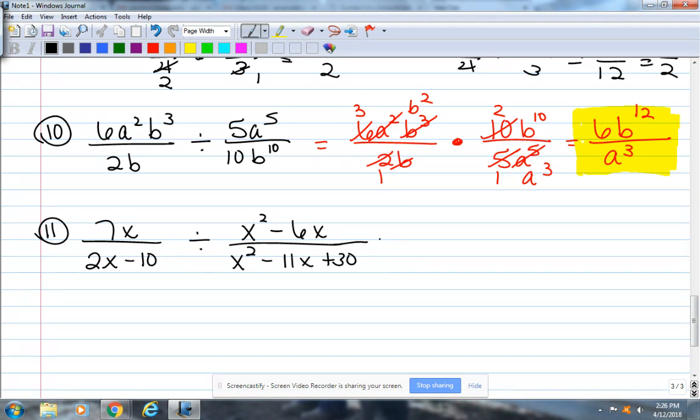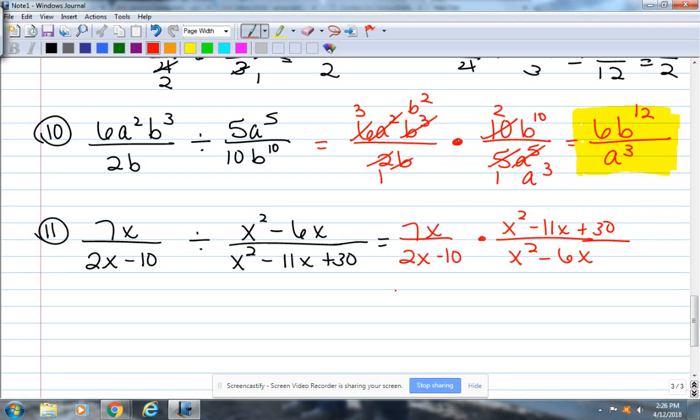So first thing, if I divide 2 fractions, what do I do first? Keep the first one. Change it to multiply. Reciprocal of the second one, right? So that goes on top of that. Then I see what I can factor. Can I factor 7x? No. Can I factor 2x minus 10? Yes. It's got a GCF of what?